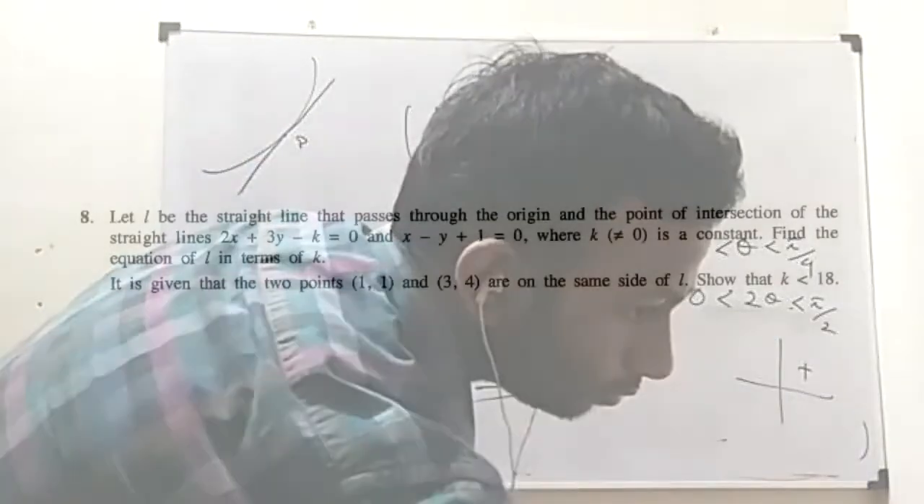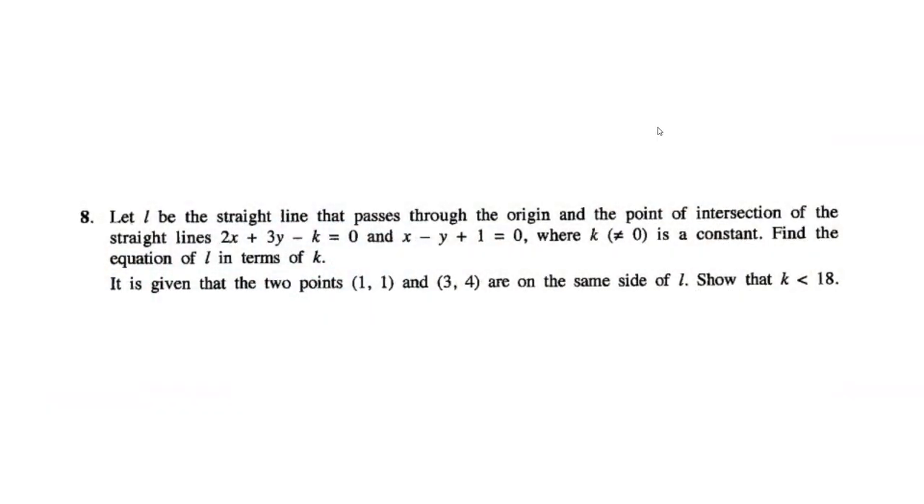Start from the 8th question. Let L be the straight line that passes through the origin and the point of intersection of the straight lines 2x plus 3y minus k equals 0 and x minus y plus 1 equals 0, where k is not equal to 0. So we need to find the equation of L in terms of k.